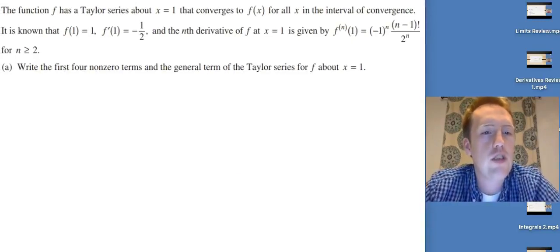The function f has a Taylor series about x equals 1 that converges to f of x for all x in the interval of convergence.